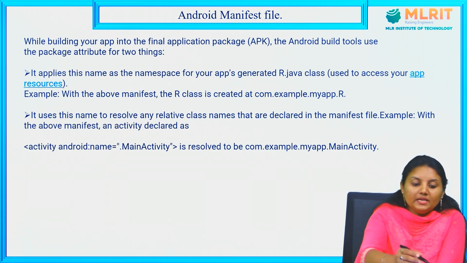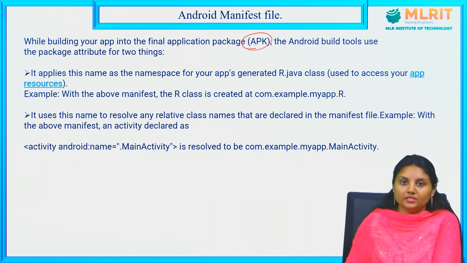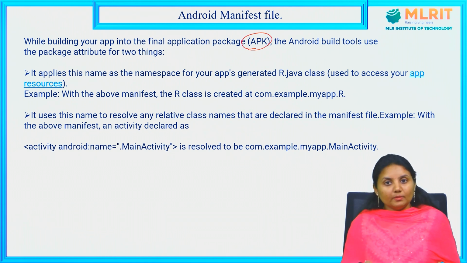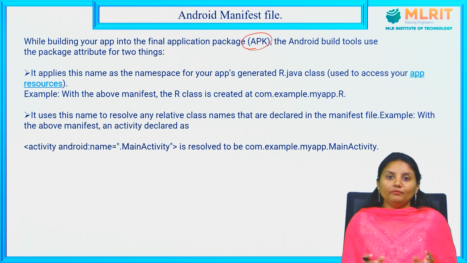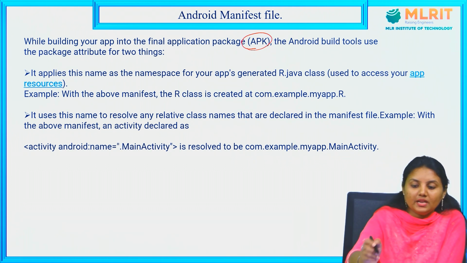Then, while building your application into the final application, that is an APK file. APK is nothing but an application package. So however many XML programs and Java programs you are doing, all together you have to merge them. You have to bind them into one file. Then you can deploy that final APK file.